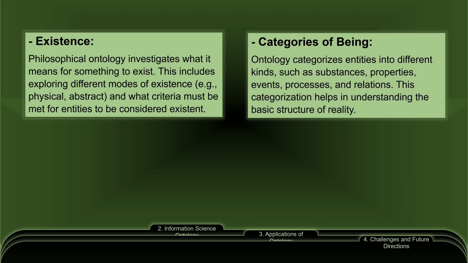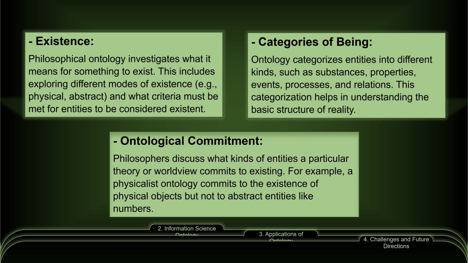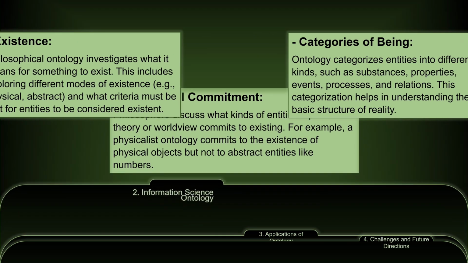Categories of being. Ontology categorizes entities into different kinds, such as substances, properties, events, processes, and relations. This categorization helps in understanding the basic structure of reality. Ontological commitment. Philosophers discuss what kinds of entities a particular theory or worldview commits to existing. For example, a physicalist ontology commits to the existence of physical objects, but not to abstract entities like numbers.